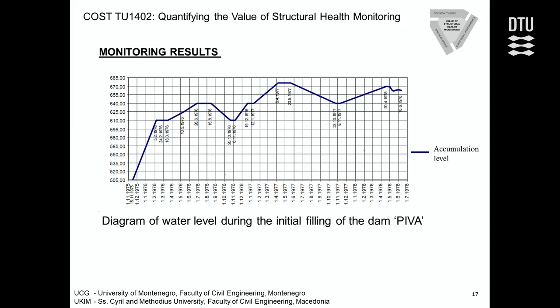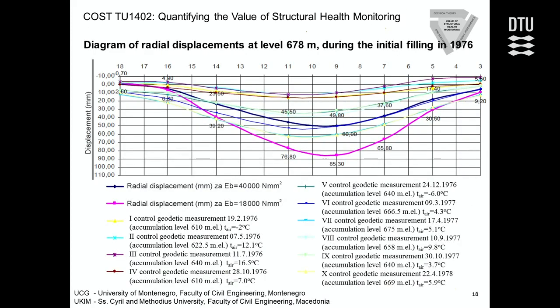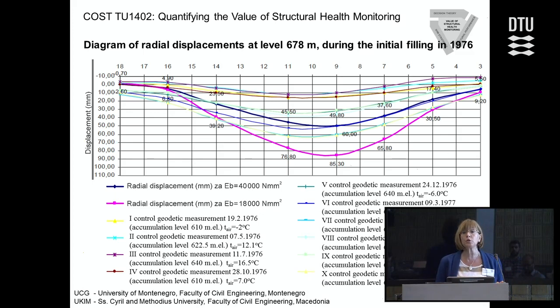At the moment of initial filling, it lasted for 1 year, and according to the water level and the temperature of the air, for the measured values of the movements at the level of the crown, 678 meters is the crown level, we have very good agreement with the extreme values for the movements we expected and the real ones that were measured in that time. Only at the ends of the arch where we have connection with the surrounding rock, because previously I said that the interaction between the rock and the structure in that time was not taken under consideration, we have differences, we have high movements that these extreme lines show.